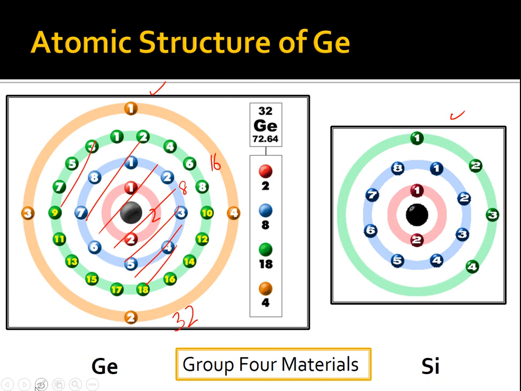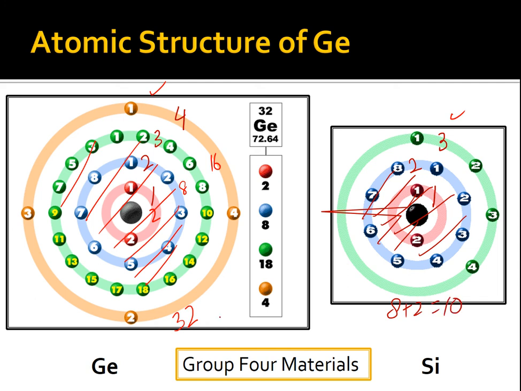So how many shells do we have here? Let me write the number of shells here. This is the first shell, this is second, this is third, and this is the fourth shell. In silicon, first, second and third. The number of electrons in the core is 8 plus 2, 10 for the silicon, and for germanium we have core electrons of 28. There are 4 shells in germanium, and 3 shells in silicon.